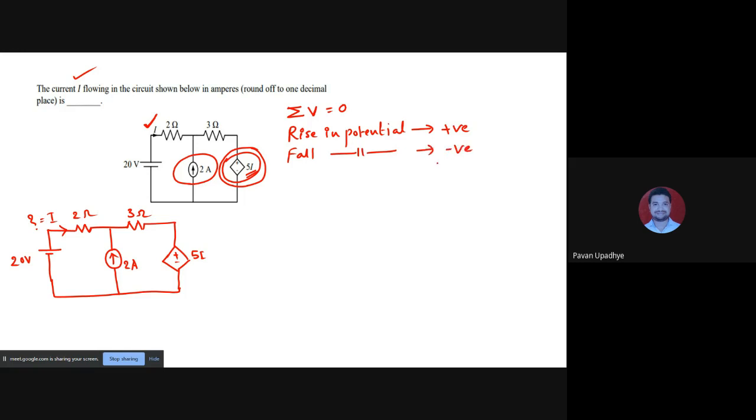Now look at this. What should be considered rise in potential? What should be considered fall in potential? The other way is also okay. Rise in potential can be considered negative, but if we do that, then fall in potential has to be considered positive. But what we will stick to is that we will consider rise in potential as positive and fall in potential as negative.